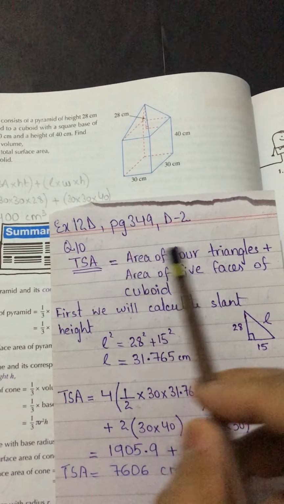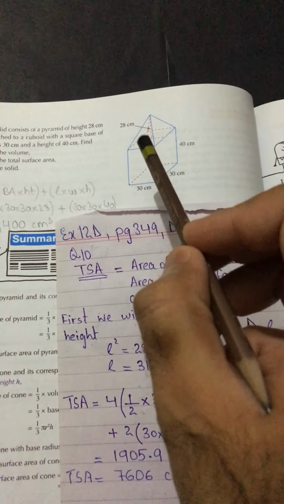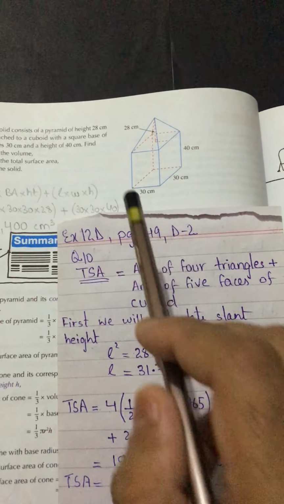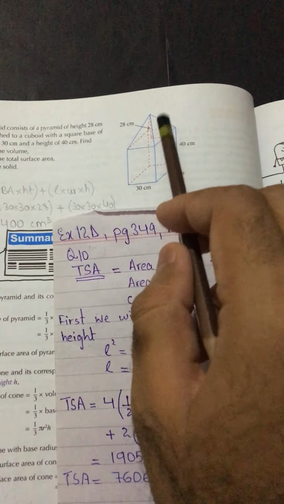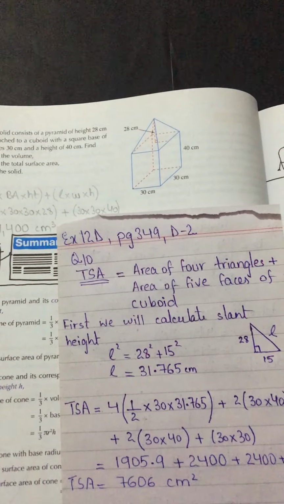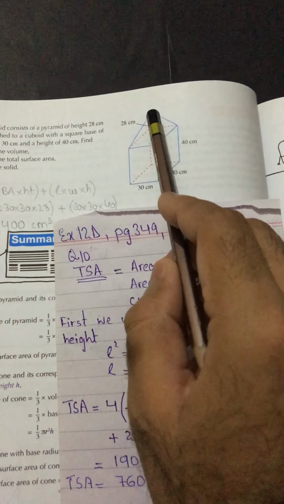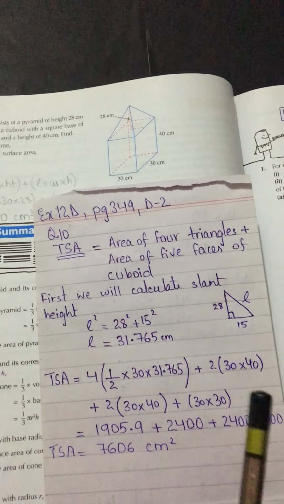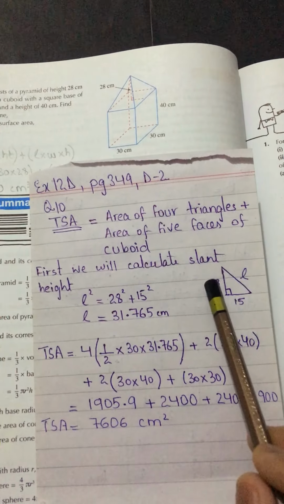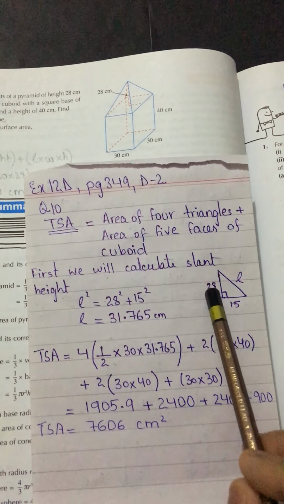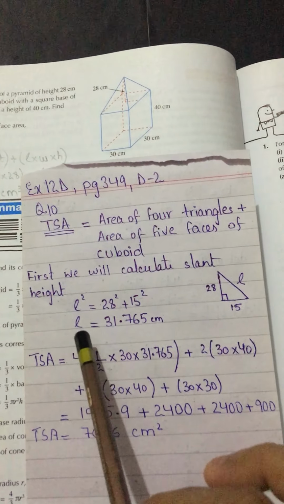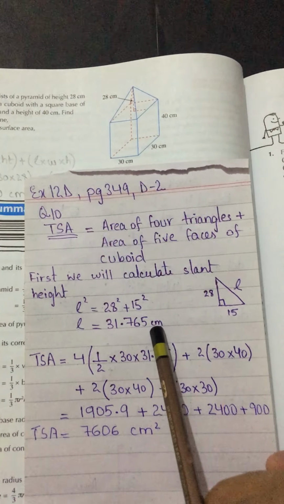First of all, I will find the area of the triangle. Since it is a square base pyramid, I just have to find the area of the triangle once and then multiply it by 4. But the problem is that I don't have the slant height, the height of the triangle. So what will I do? I will use Pythagoras theorem, because I know the perpendicular, that is 28, and I know the base. Since this is 30, this will be half of 30, so this will be 15. So I calculated the slant height by using the true height, 28 centimeter, and the base, which is equal to 15, half of 30, and my slant height was 31.765 centimeter.